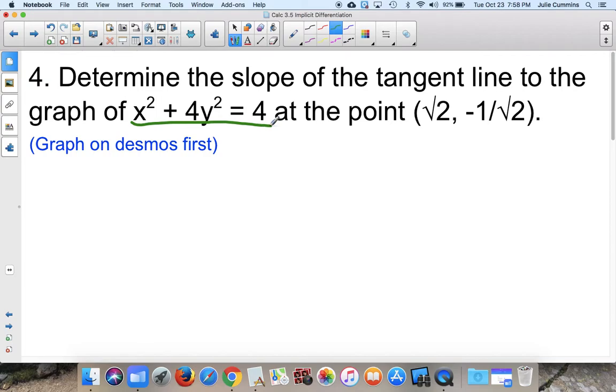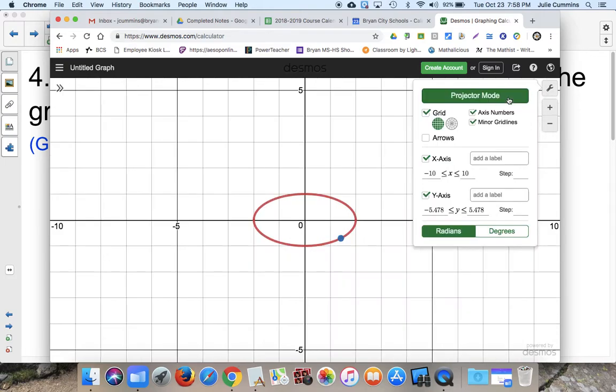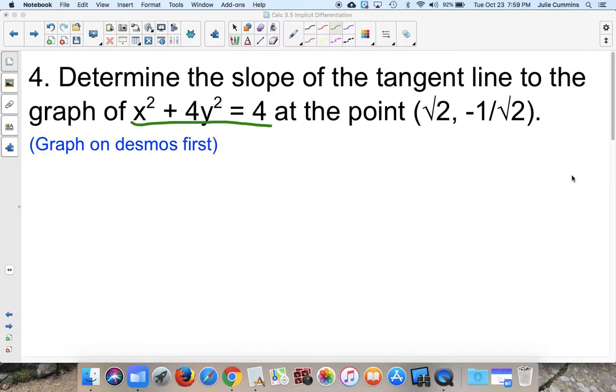Now, I graphed this on Desmos for us. Let me pull this up here. It's an ellipse, as you can see, and we have our point. I even put that point there for you. That's our point, root 2, negative 1 over root 2. So we want to find the slope of the tangent line that goes through this. If I had to guess, it's definitely positive. It's definitely smaller than 1, so I don't know, 1/2, 1/3, something like that. So let's get through this using our implicit differentiation.